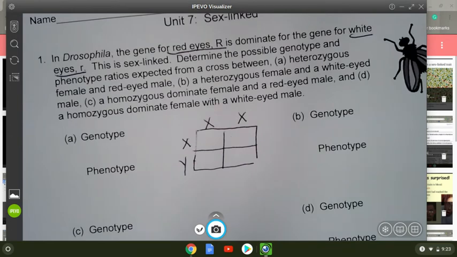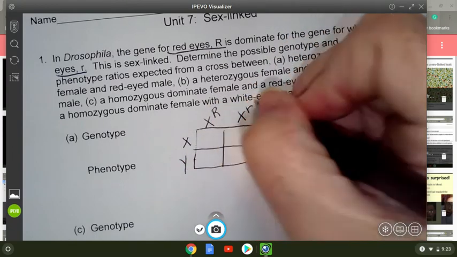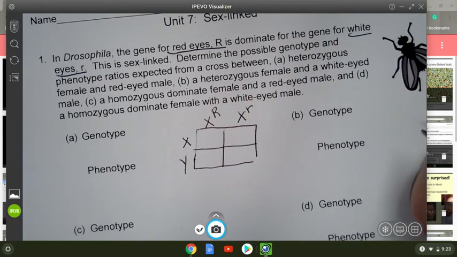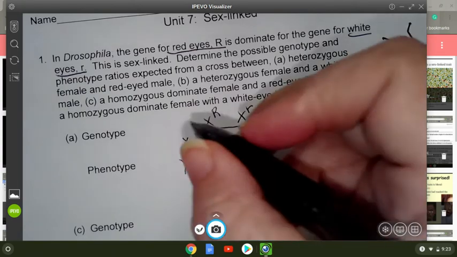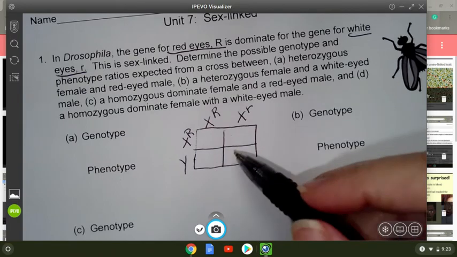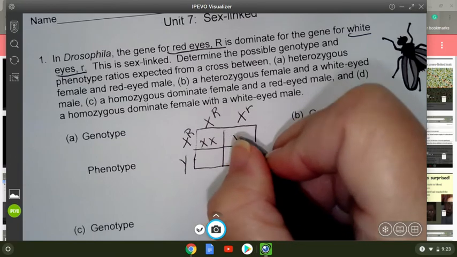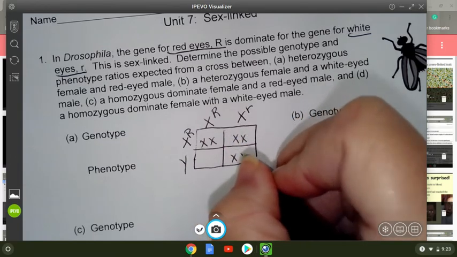The first one, we've got a heterozygous female. Hetero means different, so we've got one of each for the female. That means she's going to have one big R and one little r. Then it says we have a cross with a male that is red-eyed, so he's going to be big R. Your offspring goes in these boxes, and you're going to have half of them be female and half of them be male.